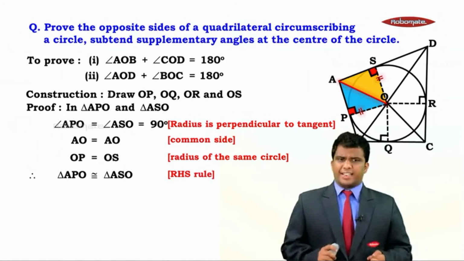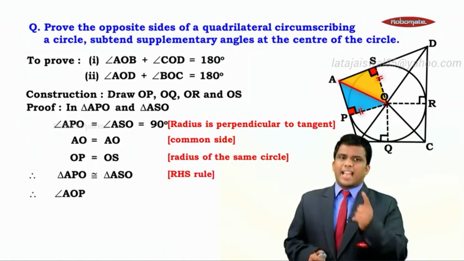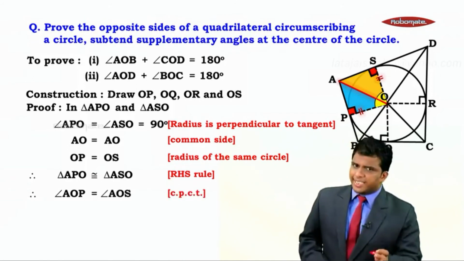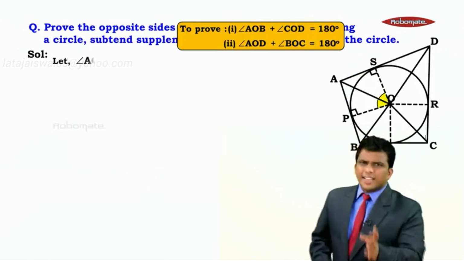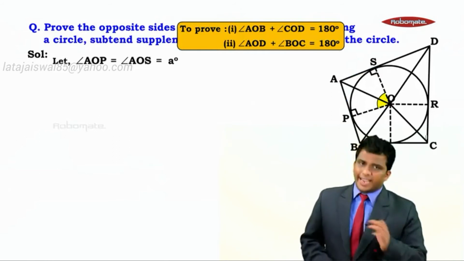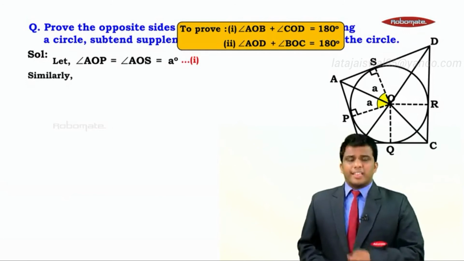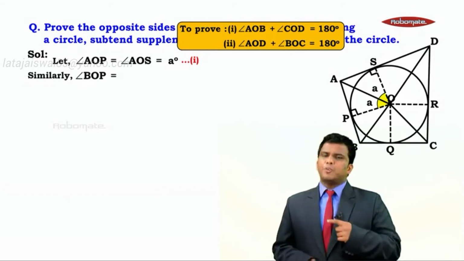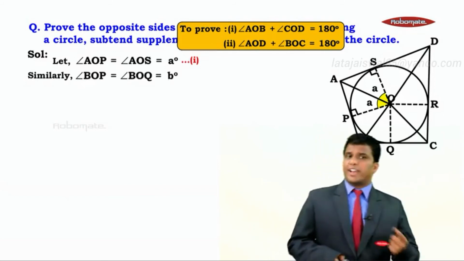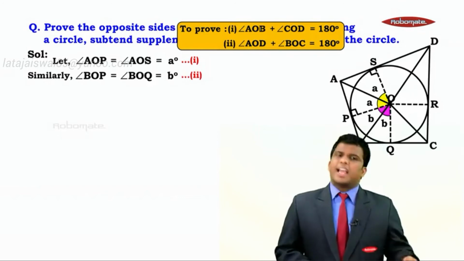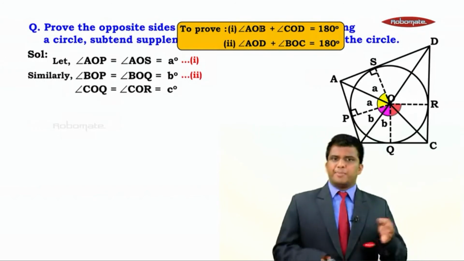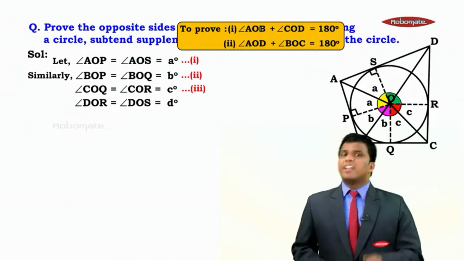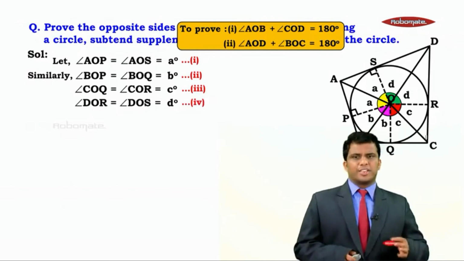So what happens if the triangles are congruent? In this case, we now say angle AOP will be equal to angle AOS. The reason is CPCT. For our convenience, let us assume the value of these equal angles to be A degrees, result number 1. Similarly, we can also work for the remaining pairs of triangles, and we now get the following things. Angle BOP is equal to angle BOQ, whose value will be taken as B degrees. In the same way, angle COQ and angle COR will be C degrees, and angle DOR and angle DOS will be D degrees. We name them as results number 2, 3 and 4 respectively.